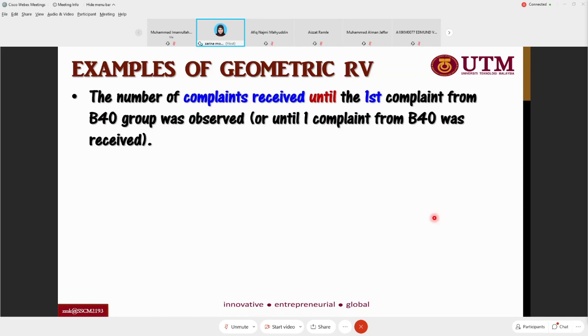So if you can recall what you learned from the recorded session, you have exactly the same example, but we changed to the repeated trials until the first failure. For example, in this case, you had the number of complaints received until the third complaint last time. Okay, so this time we have until the first. So you have a geometric random variable.